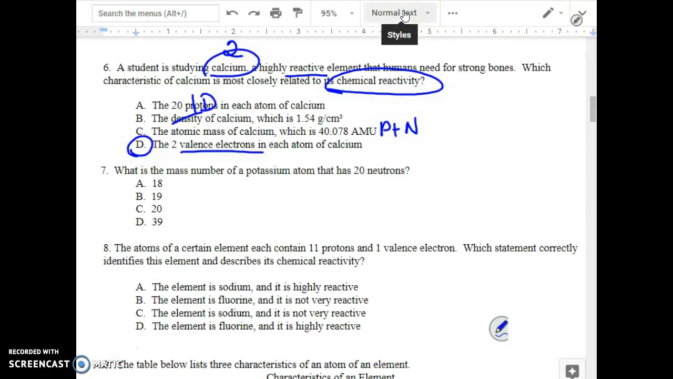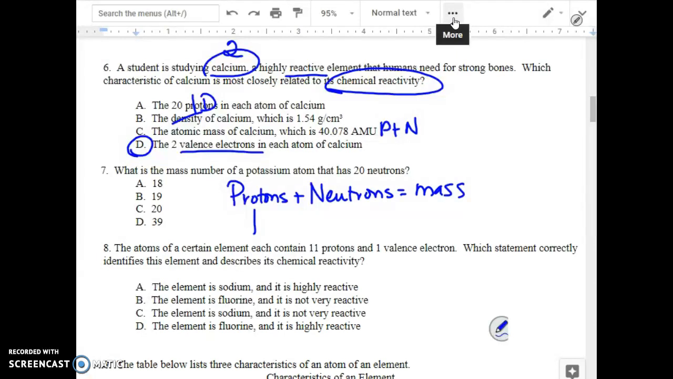So D. Number 7, what is the mass number of a potassium atom that has 20 neutrons? Okay, in order to find mass, we take our protons plus our neutrons equals mass.